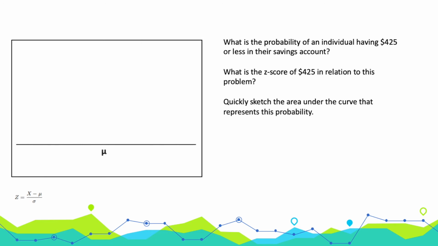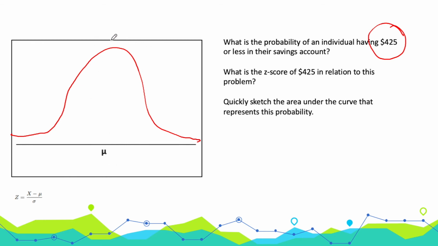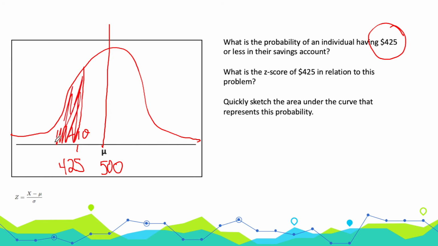What is the probability of an individual having $425 or less in their savings account? What is the z-score of 425 in relation to this problem? Let's quickly sketch the area under the curve that represents this probability. First, I'm going to redraw my normal curve. Was 425 equal to a specific standard deviation on our curve? Yes. It looks like $425 is 1 standard deviation below the mean. Perfect. We're going to draw the mean here, $500. And now 1 standard deviation below the mean was $425. We're looking for the area under the curve that is equal to or less than $425.